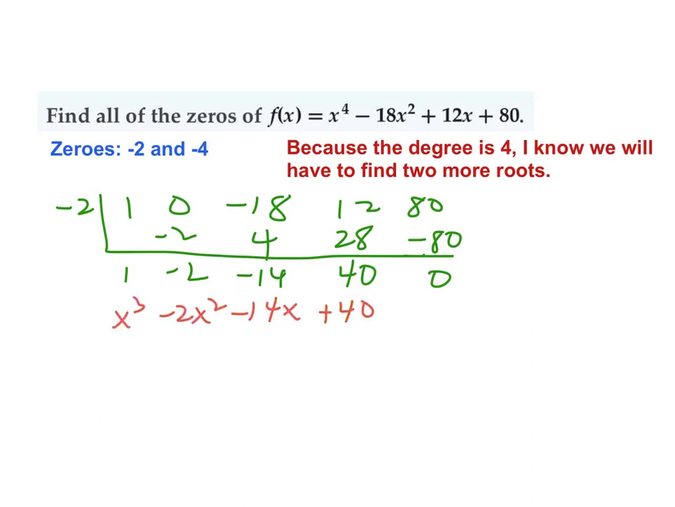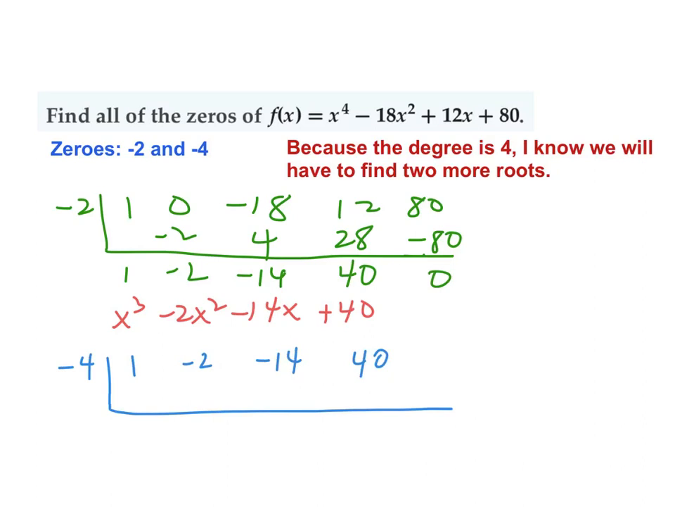Right. So that equals this. So I've taken it from a 4th degree to a 3rd degree. What I need to do now is, and I used -2, so now I'm going to do the same thing, except now I'm going to do it with -4 from this new polynomial, which means I'm going to take this down to a quadratic. So that looks like this.